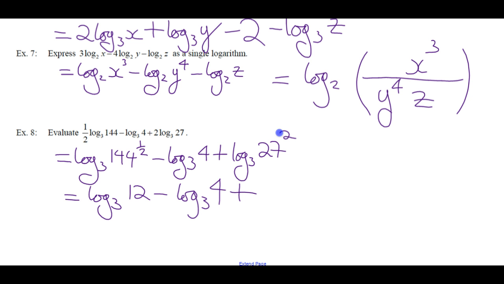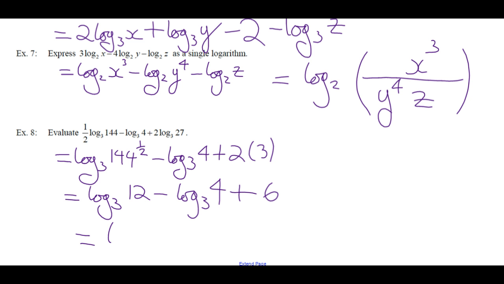Actually, yeah, wait a sec. Yeah, just leave that. What's log base 3 of 27? That's easy, right? Who wants to square 27, right? I don't want to square 27. So log base 3 of 27 is 3, and 2 times 3 is 6. That'll make life a little bit easier.